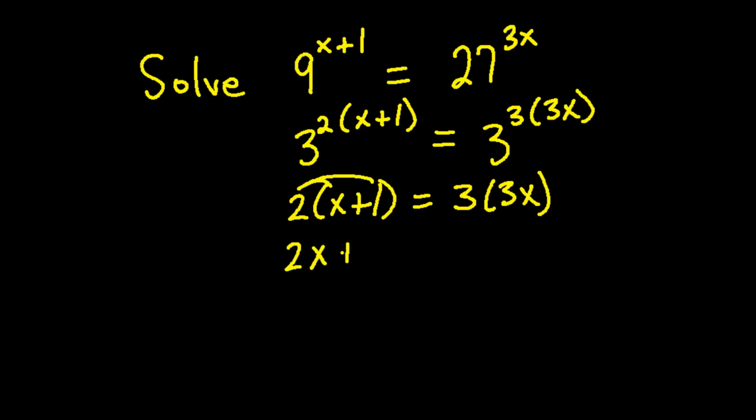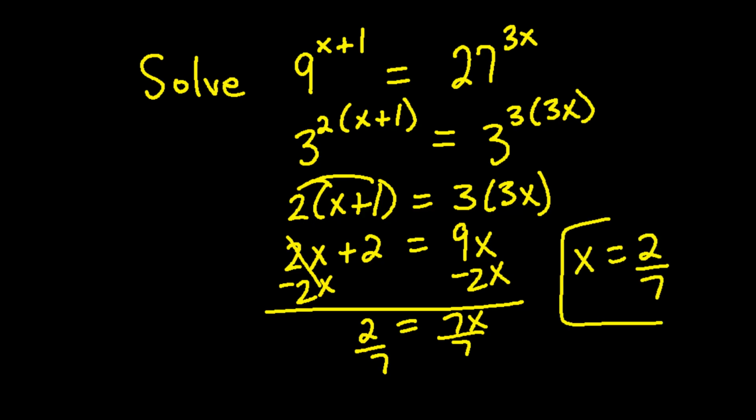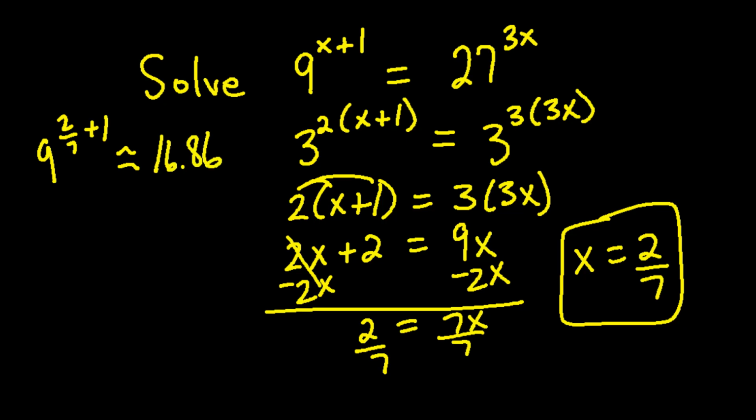Distributing the 2, we get 2x plus 2 equals, and the right side is 3 times 3x, which is 9x. We can then move the x terms all to one side by subtracting 2x, and 2 equals 7x. Dividing both sides by 7, we get the final answer, which is x equals 2/7. It's best to always check your answers. We can substitute x equals 2/7 into the equation to check this. 9 to the power 2/7 plus 1 is approximately equal to 16.86 in a calculator. Now let's try 27 to the 3 times 2/7 by substituting 2/7 into the exponent here. This is also equal to 16.86 approximately in a calculator, so we know our answer is correct.